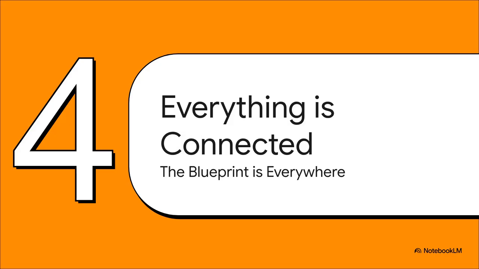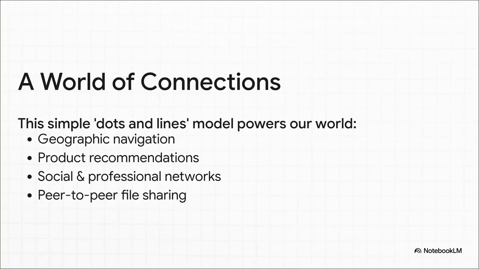So once you start to see the world in terms of these graphs, of these dots and lines, you begin to realize that this so-called hidden blueprint isn't just in a few apps. It is, quite literally, everywhere you look. I mean, think about it. This simple, powerful model is the engine behind geographic navigation, product recommendations, and all our social networks. But it doesn't stop there. It also powers things like peer-to-peer file sharing, helping your computer find the fastest person to download a file from. It's behind so many systems we rely on every single day. It truly is the universal language of connection in our digital age.